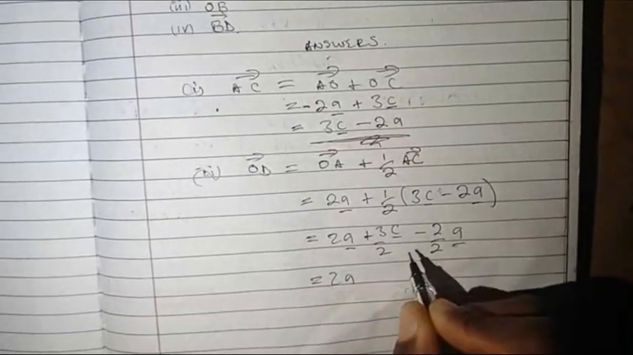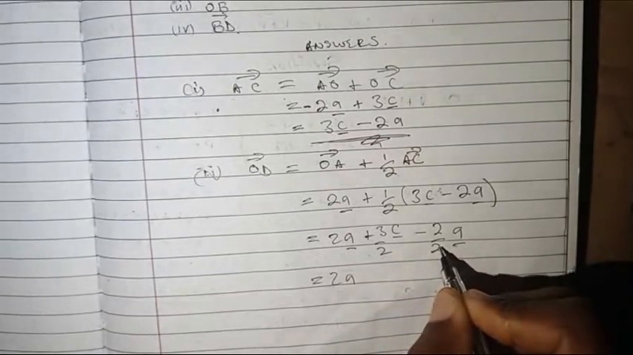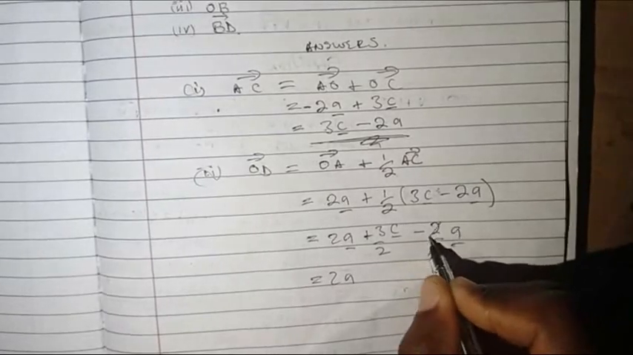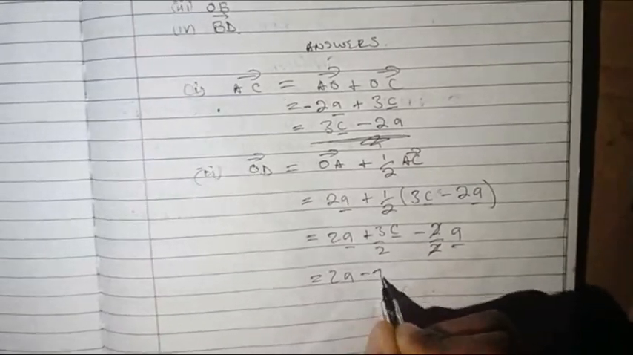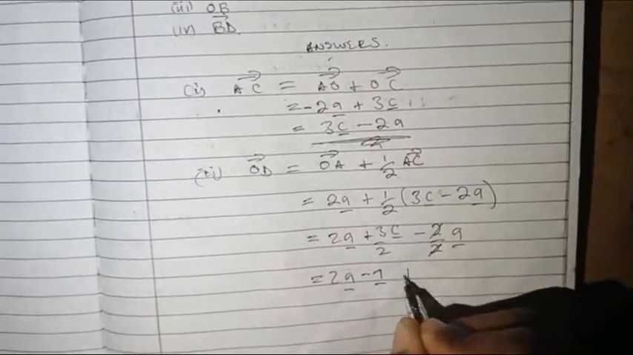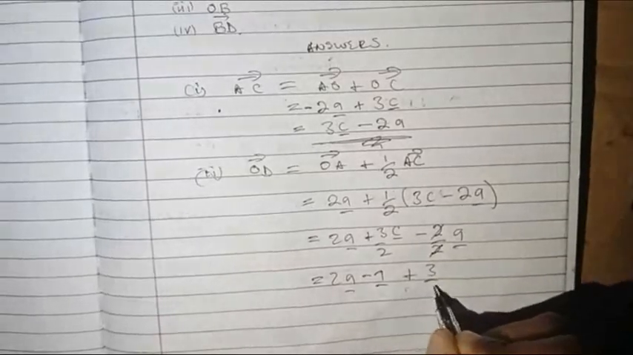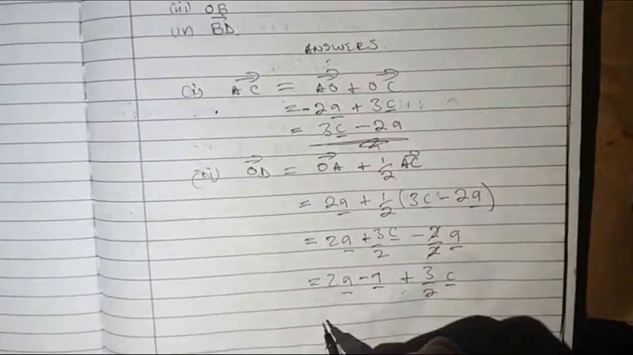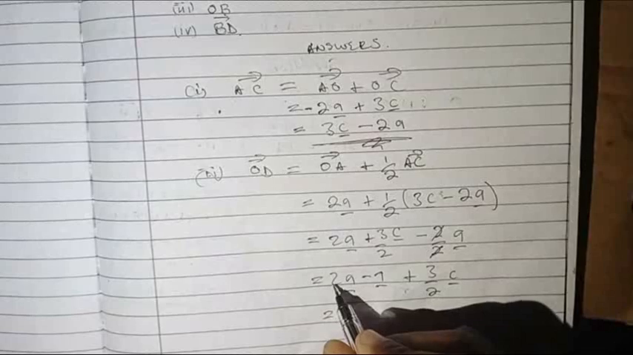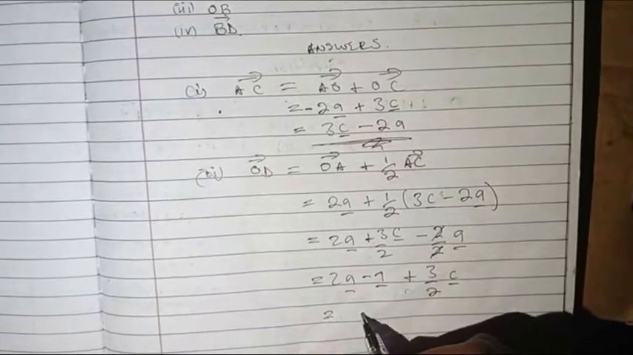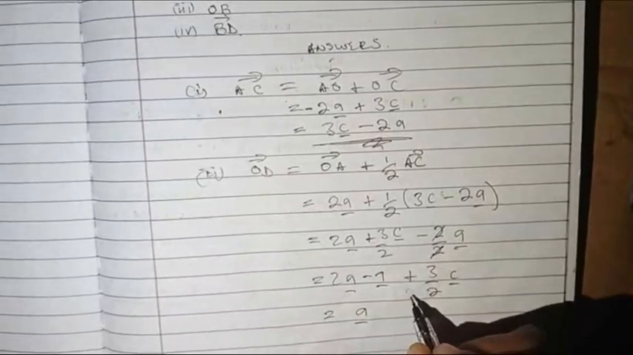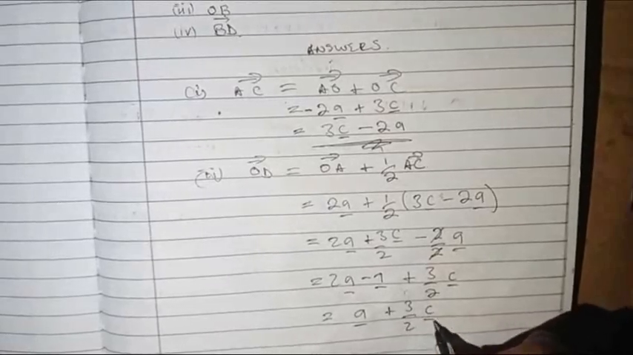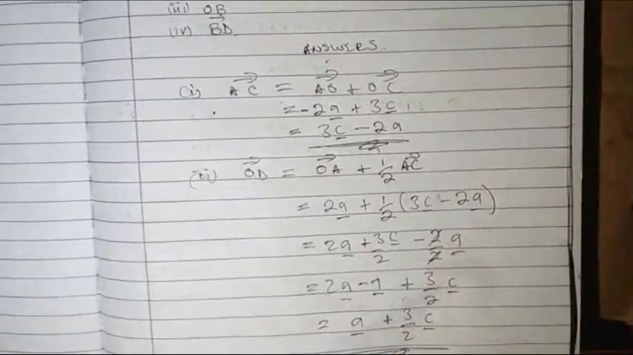If we say that 2 into 2a is 2a, and 2 into negative a is just going to be negative a, so it's going to be negative a here plus 3 over 2c. As you can see, that's how you answer this question: 2a minus a equals a. Then this is just going to be equal to 3 over 2c. So that's our answer for that question.